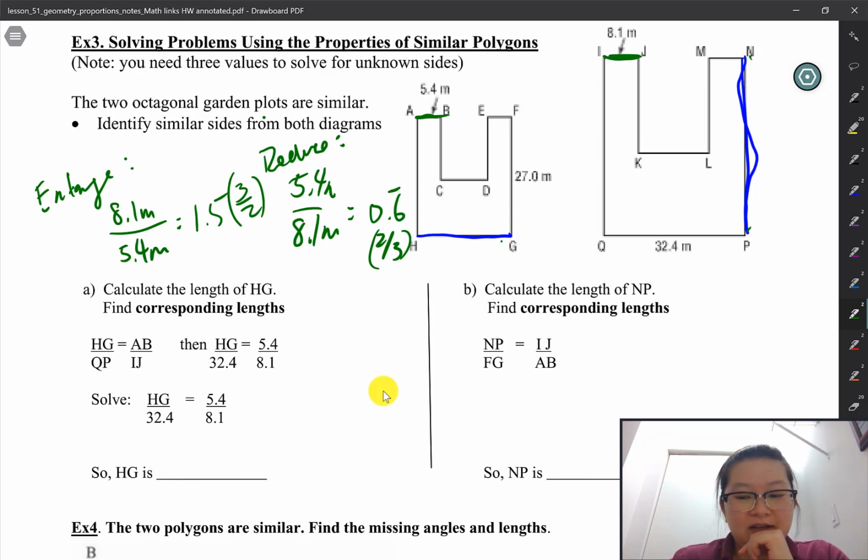Find corresponding lengths. Hey, they did a question for you, and in fact, they even wrote the scale factor for us. Notice what I did is I did a ratio. I did a scale factor, in which you just need to multiply by my scale factor to enlarge it. But how they structure it in this question is slightly different. They do two ratios being equal to one another.